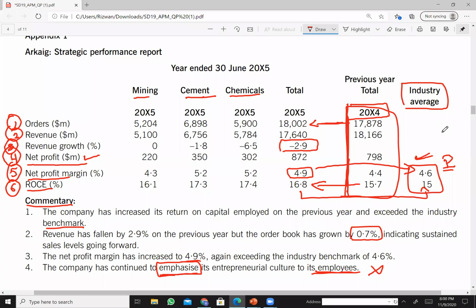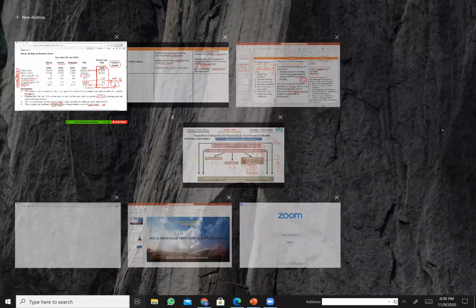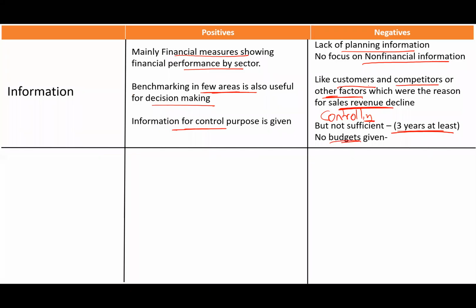Just one year is given. Plus, no budgets. If you need to control, you need budgets. Nothing is given for budgets, because when you have budgets, you compare with actual, you get the variance, and you get to understand. This gives the board of directors the idea whether we are according to the targets or not. So you are not getting any information about that either. So, positives and negatives.